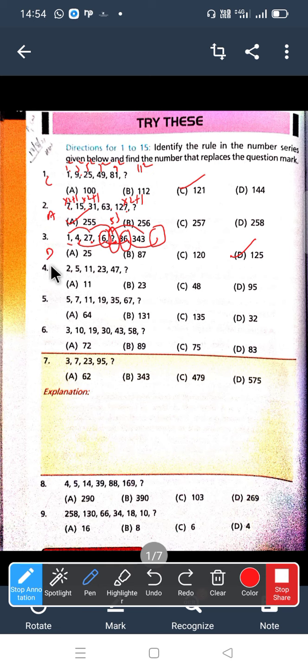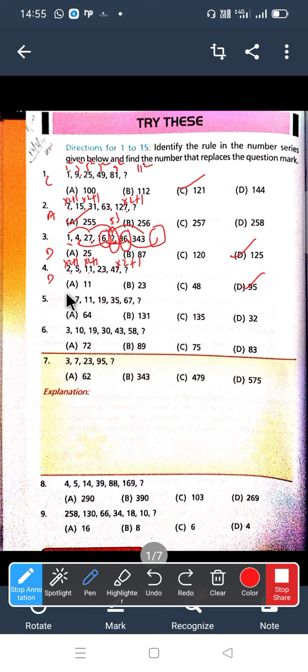Now the fourth one is 2, 5, 11, 23, 47. If you observe clearly, it is into 2 plus 1 again. So for each number you need to multiply with 2 and add 1. 47 twos are 94 plus 1, 95. So option D.